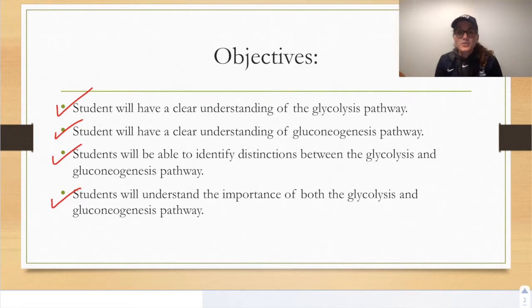Well, if you think of cellular respiration, there's three main steps. First, you have glycolysis. Then after glycolysis, you have the Krebs cycle. And then after the Krebs cycle, you have the electron transport chain. So we're only looking at the first bit, glycolysis, and then secondly, gluconeogenesis.